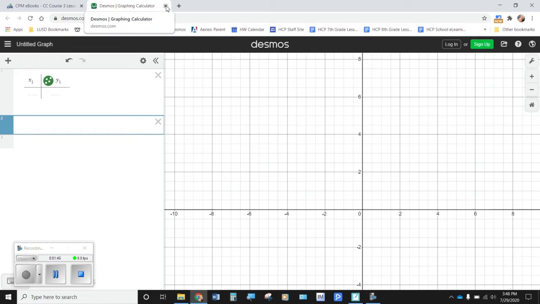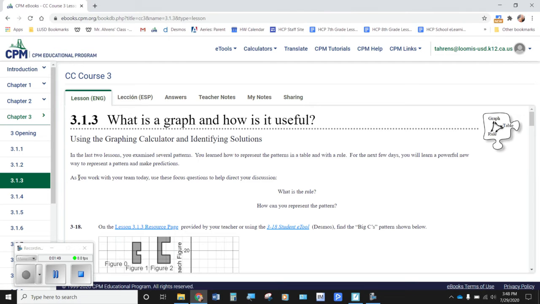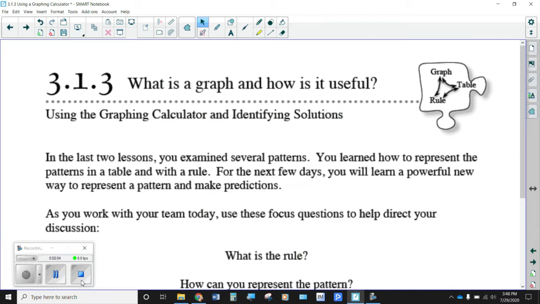So once again, I'm going to close out of this so that you'll be able to see from the very beginning, once we start going to a particular problem, how you can use the calculators on your online book to do some different work that's going to help you with your graphing. Okay, so let's go back to the lesson and get into it.